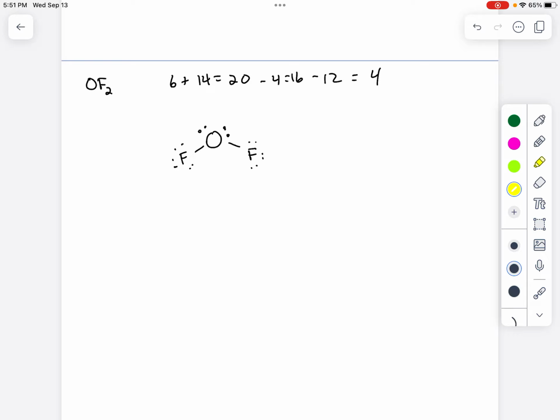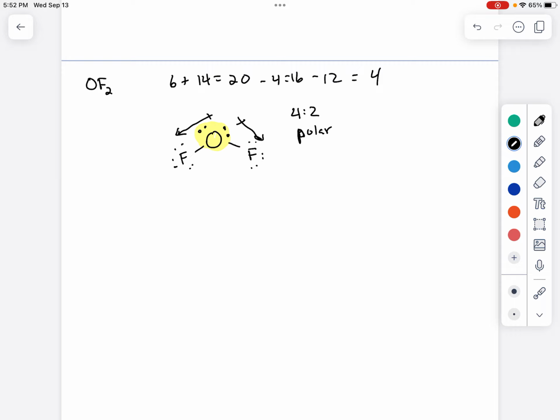And if we look at the geometry of our central atom, we see 4 electron groups. 2 of them are unbonded pairs. Fluorine's the most electronegative element, so our dipoles are going to be like this. And so this molecule is going to be polar.